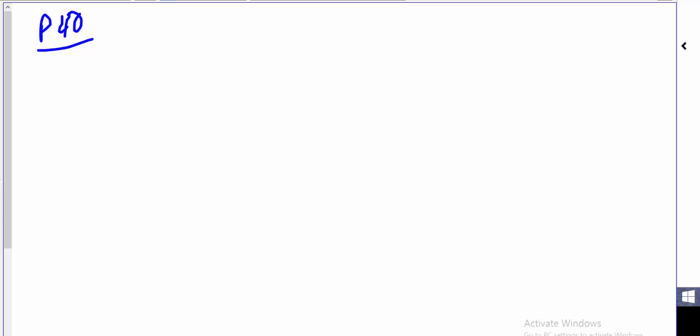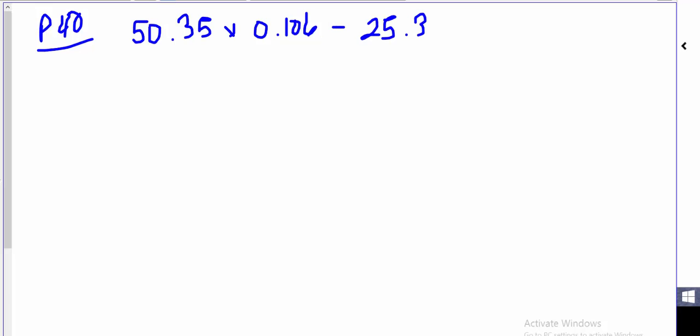So we have 50.35 times 0.106, subtracting 25.37 and multiply by 0.176. Okay, let's go ahead and find our solution. First things first, we need to consider the operations that we have here, and it's going to be the multiplication that we're going to carry out first.